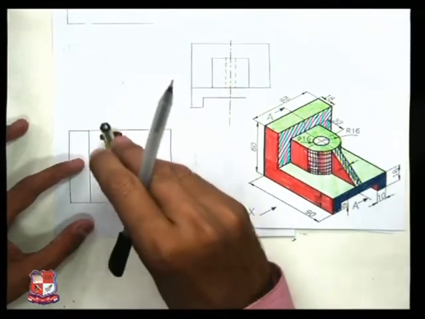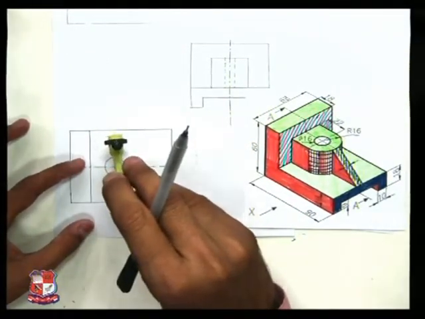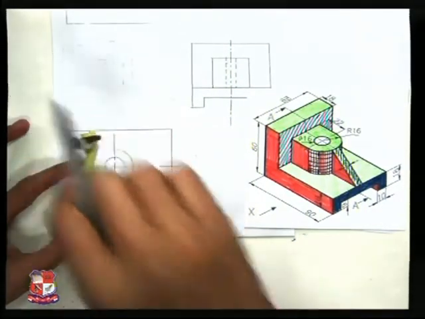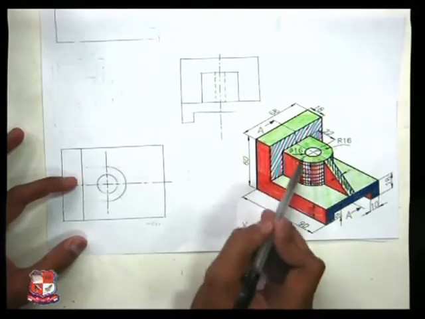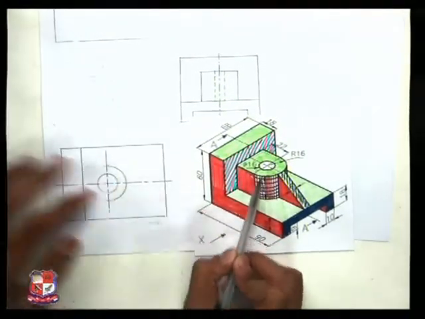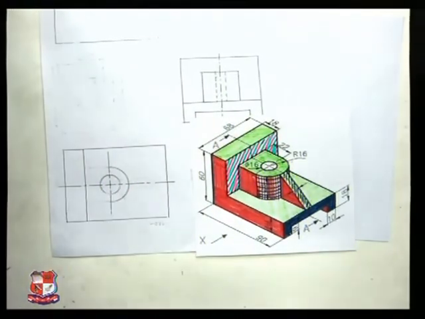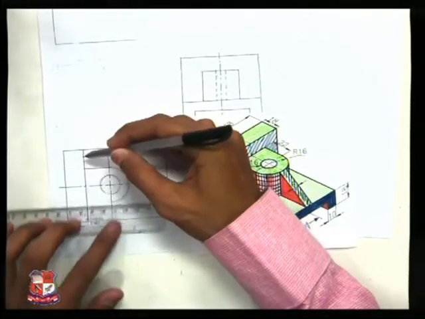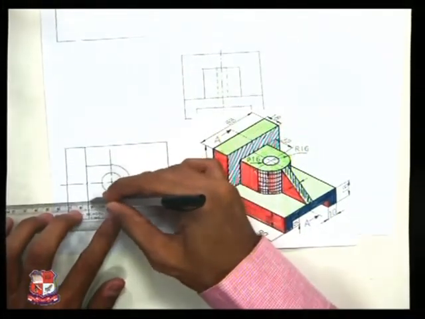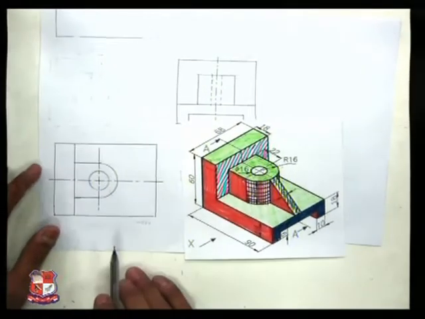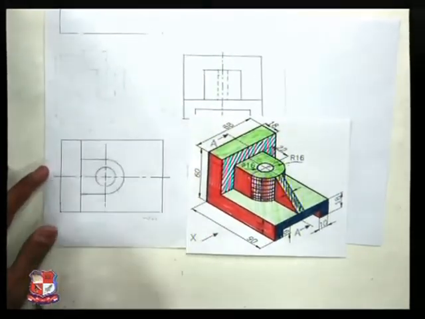To have this arc, take radius 16 and draw an arc. This arc represents this portion. This circular portion is to be represented by this arc. Now draw lines up to this edge like this and this. These 2 lines represents these edges. So we have drawn this top view.